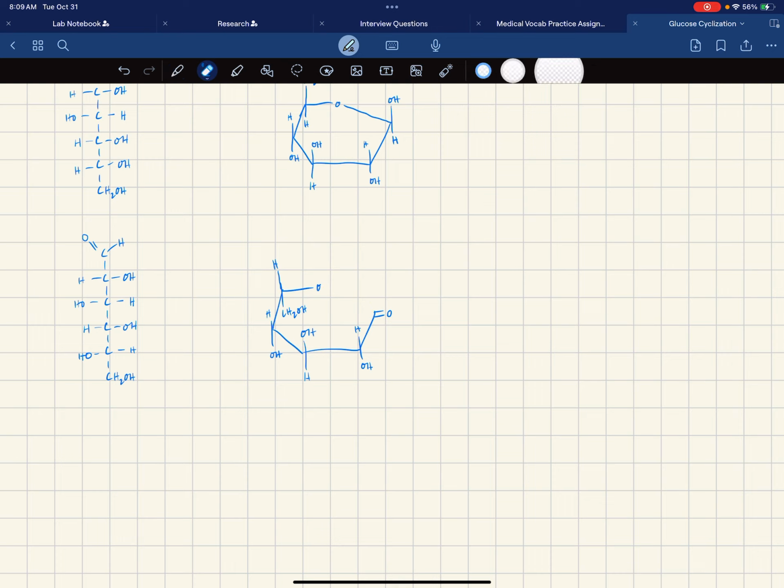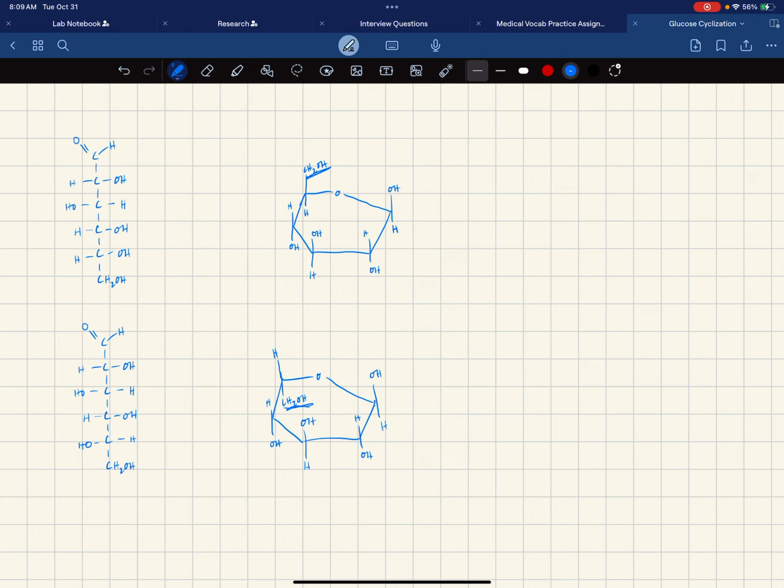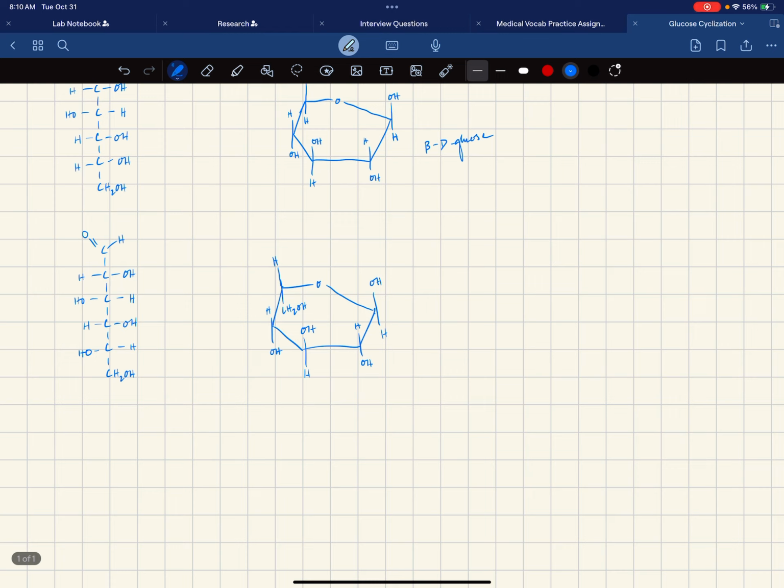When my bond forms, it'll look like that. And you can see that the CH2OH is down instead of up here. So this would be beta-D-glucose. This one would be beta-L-glucose.